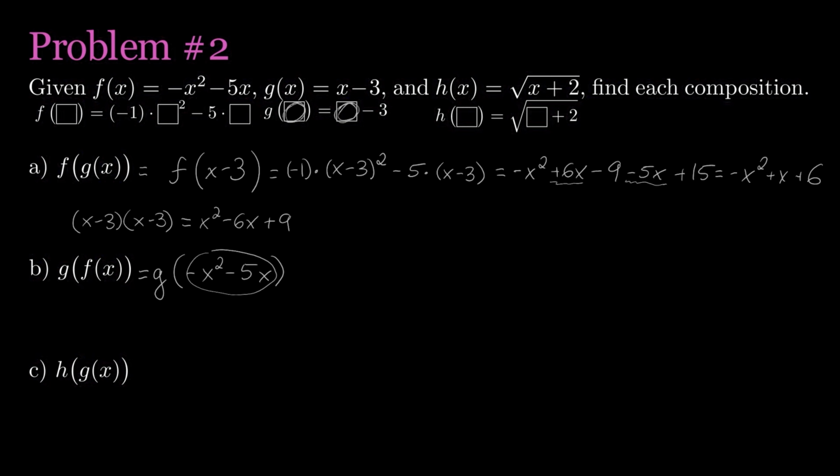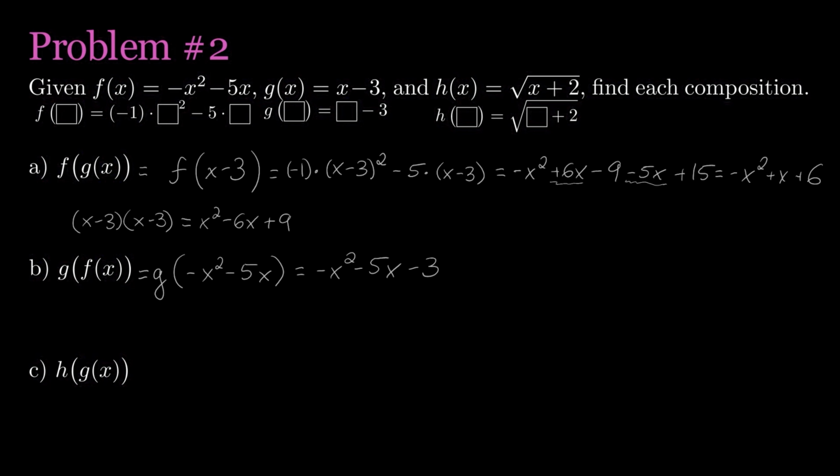And remember, g takes away 3 from its input, so it's fairly simple. It's just going to be that input, minus x squared minus 5x, and then take away 3 from it. That's what we did here. Now it's just a matter of simplifying, but we acknowledge that there is really nothing to simplify because there are no like terms to combine. That's simply it.